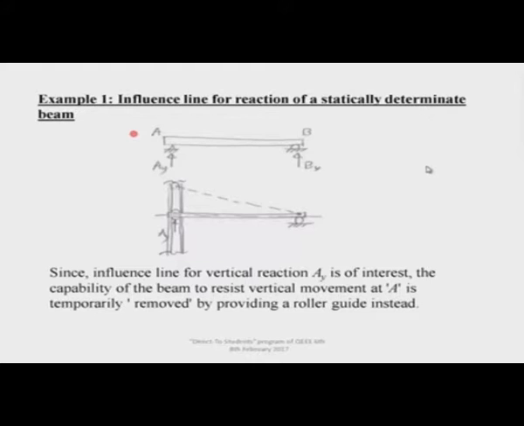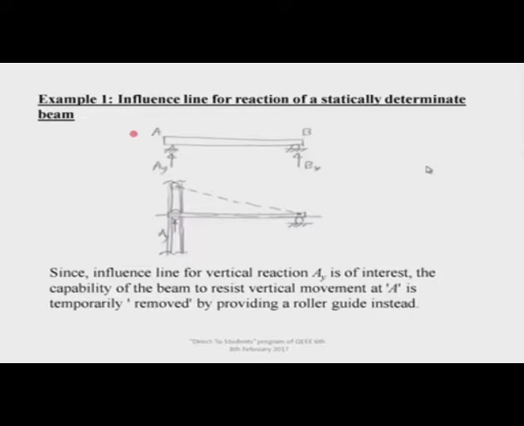Example 1 is the influence line for the reaction of a statically determinate beam. You see, a beam AB is there. Before that, its influence line diagram: I have a unit load which should move on that. That is my traditional definition, but the Muller-Breslau principle does not talk about my unit load. Rather, it says, tell me what you want. I want the influence line diagram for the reaction at A.